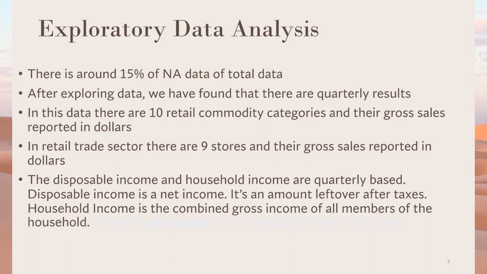The disposable income and household income are quarterly based. Disposable income is net income, the amount left over after taxes. Household income is the combined gross income of all members of the household.